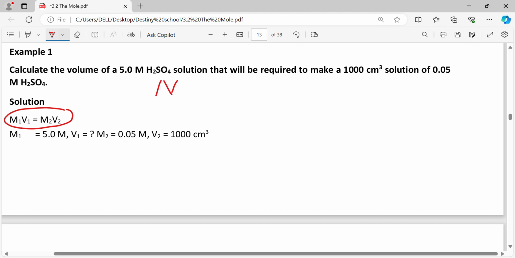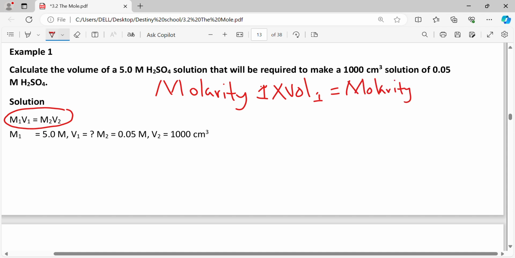Now we want to use this formula. In dilution, that is the formula that we use. This formula is molarity 1 times volume 1 is equal to molarity 2 times volume 2. Yes, molarity 1 times volume 1 is equal to molarity 2 times volume 2. So you just match them.